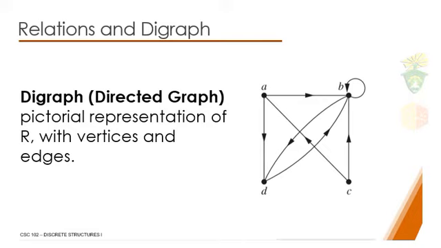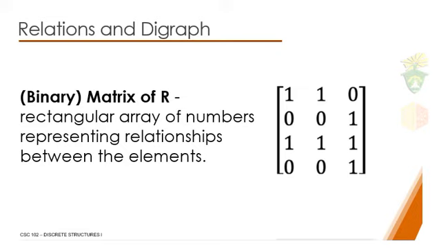So karon, usa pod ang matrix, mo-represent po daw nato si relations as a matrix. So binary matrix of a relation is just a rectangular array of numbers representing relationships between the elements. Meaning, to represent a relationship, butangan na to siya 1. Kung walay relasyon, 0. Kung naa, 1. So, ginana lang. So, matrix man, we enclose it with a bracket.